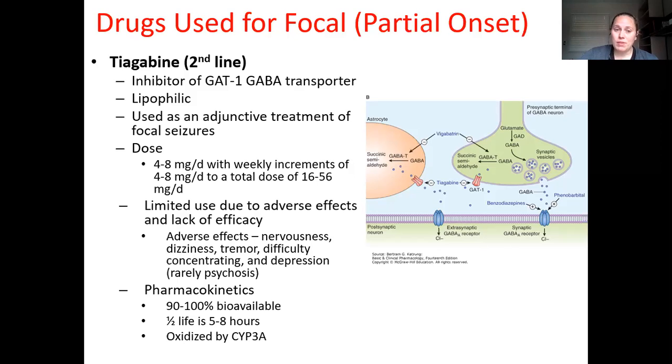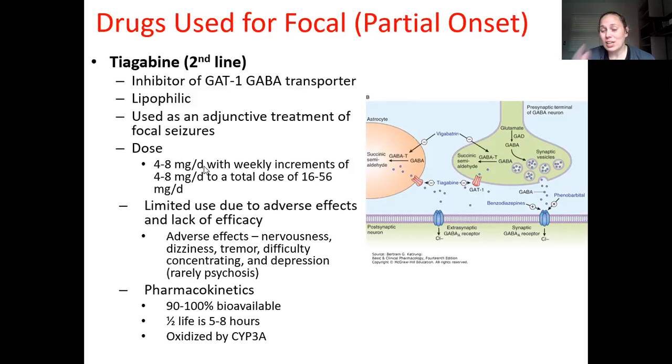This particular drug is lipophilic and can be used as an adjunctive treatment for focal seizures, so it can be used with other therapies as well. You can see a general dosage approach here. Though it has some side effects.